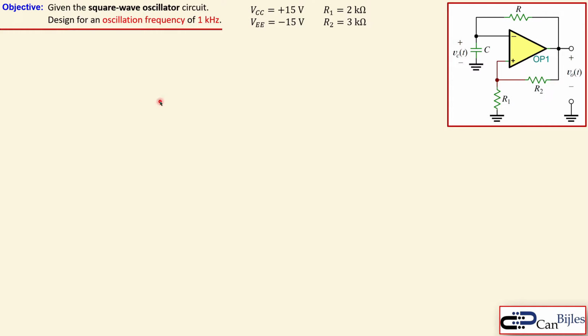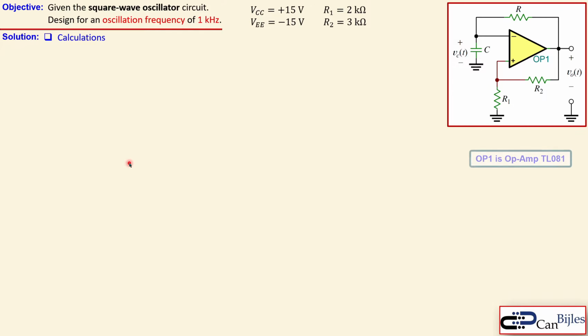Okay, let's see now our design problem. So we have again this square-wave oscillator circuit, same configuration. We'd like to design for an oscillation frequency of 1 kHz. The power supply for our op-amp is given as plus and minus 15 volts, and we already picked for our R1 and R2 these two values, 2 kilo ohm and 3 kilo ohm. So these are given. We'll only need to calculate the resistor and the capacitor for this part here.